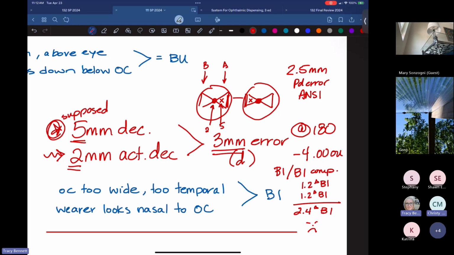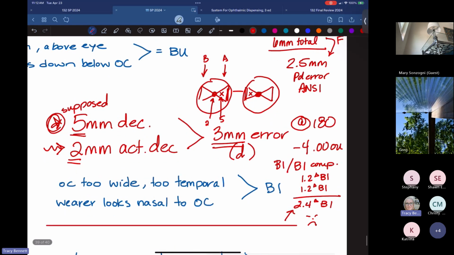So if this PD error was 6 millimeters total, does that pass or fail? Fail. Big old fail. And then when we figured out how much prism we had, do you remember how much ANSI allows us to be off for prism horizontally? Is it 0.33? 0.33 is the vertical. 1 millimeter. 0.67 is horizontal.